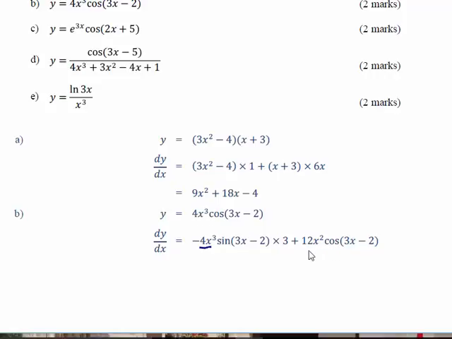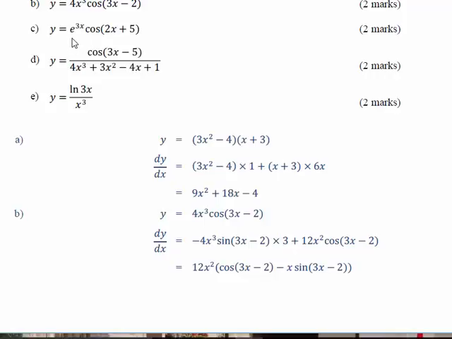12x squared. So I've got a 3 here and a 4 there, so there's a 12x squared, which is common to both terms. I'm also going to put the cos term first because it's positive. So we can tidy that up a little bit. 12x squared outside, cos 3x minus 2, minus x (that was a cube, not a square) x sine 3x minus 2.